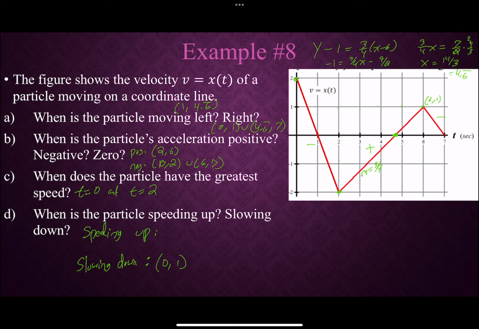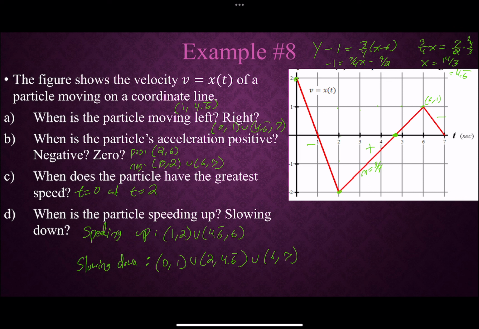From 1 to 2, velocity is now negative because we're below, and it's still a decreasing line, so the acceleration is also negative. They're both going the same direction, so we're going to speed up. And then from 2 to that 4.6 repeating, we are now on a positive slope line, but we're still below, so we're going to slow back down again. So that's from 2 to 4.6 repeating. After the 4.6 repeating, we're now above again, still going upwards, so it's going to start speeding back up again, from 4.6 repeating until we get to 6. And then from 6 to 7, again, velocity is positive, but the acceleration is negative.